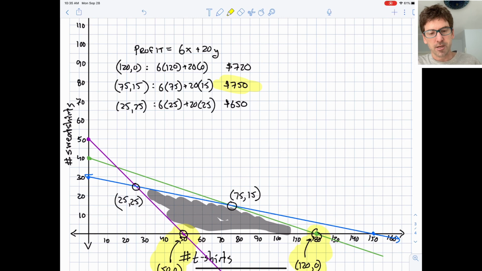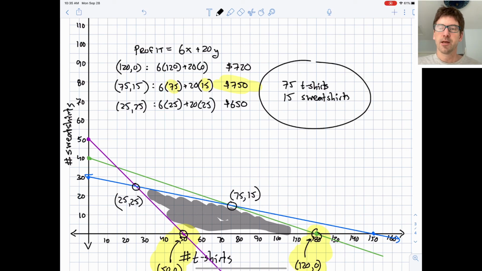So that means our choices will be to make 75 t-shirts and then additionally 15 sweatshirts. That is the combination of sweatshirts and t-shirts to make that fits all of our constraints in terms of time and money and our business goal of making at least 50 items, and then yields the maximum profit. All right, that's a good one. We got through it. That's a good place to stop.